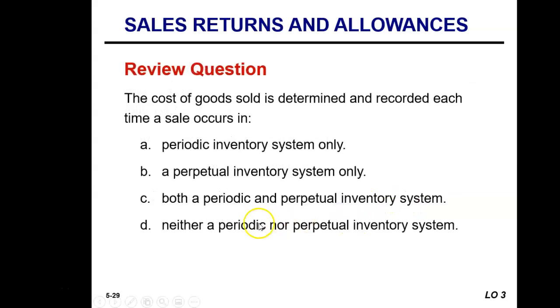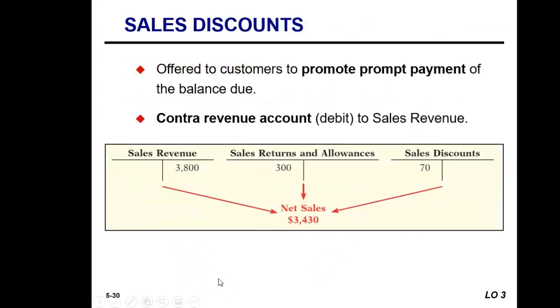The cost of goods sold is determined and recorded each time a sale occurs in A, B, C, or D. B is correct. With the perpetual inventory system, we're going to update the inventory account every time we buy or sell an inventory item. Okay?